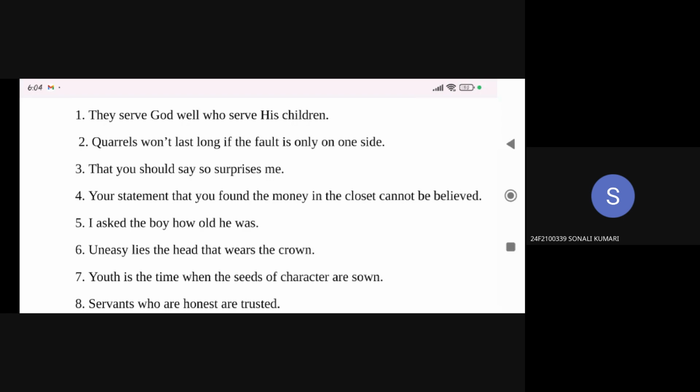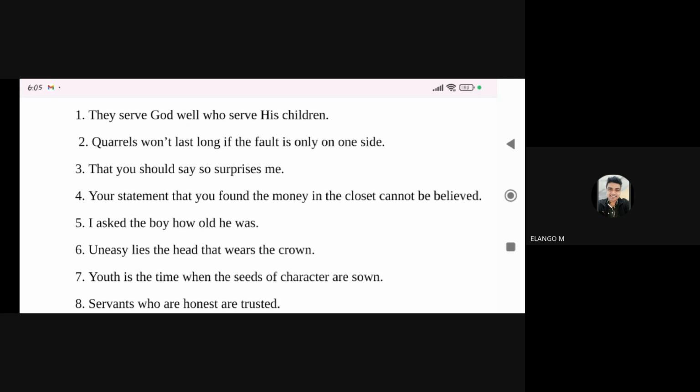That you should say so surprises me. That you should say so, right? That's your subordinate clause. And what kind of clause is it? Adjective? No, adverbial? No, this is a noun clause. Okay. Now, why is it a noun clause? You look at that clause, it occupies the subject position in the sentence. You see this one, right? That you should say so surprises me. What surprises me? That you should say so surprises me.